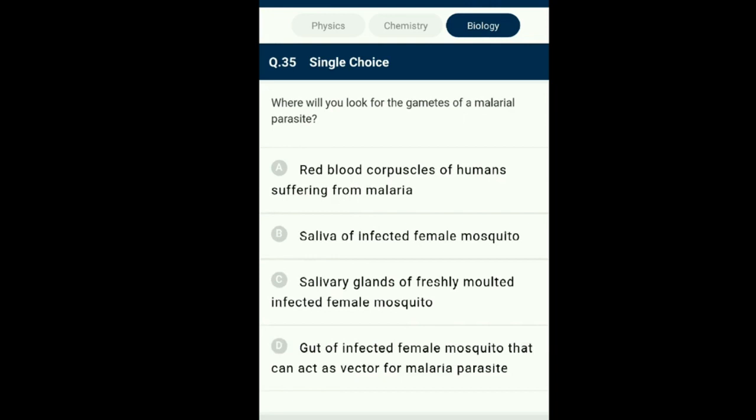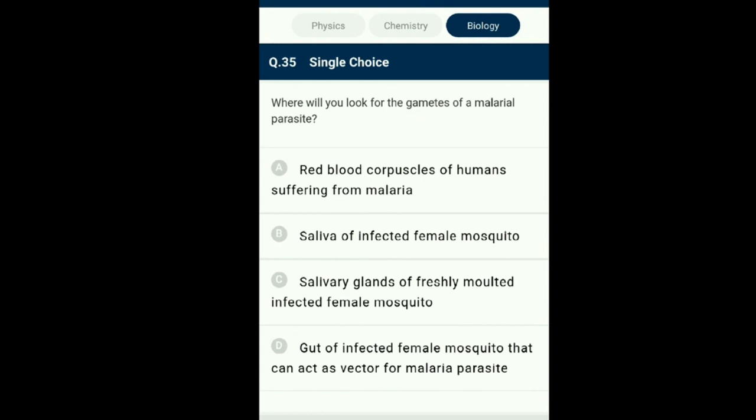Question number 35. Where will gametes of the malarial parasite be found? Malaria is caused by a parasite, Plasmodium, and it is spread by the female mosquito, which feeds off the blood from animals for nutrients. Thus the female mosquito acts as a vector for transmitting the disease.